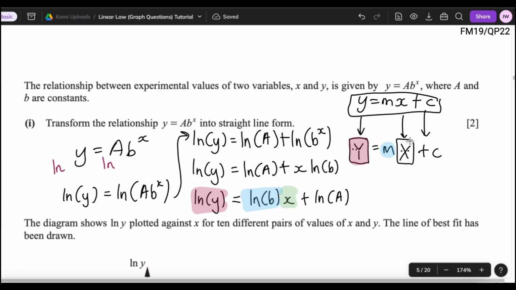Our x here is going to be the thing on the x-axis, and the ln a at the end is actually the y-intercept, c. So that's what I mean when I say you want to make it look like or resemble the straight line form. You want to rearrange it in such a way that you can have this exact lineup of ln y equals ln b times x plus ln a. This would be the thing on the y-axis, this would be the thing on the x-axis, ln b would be the gradient, and ln a would be the y-intercept itself. Once you get here, you're good to go.